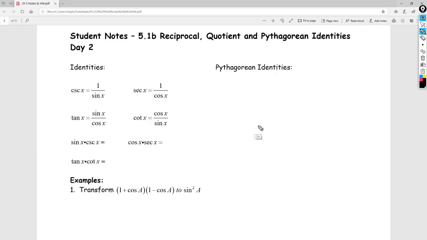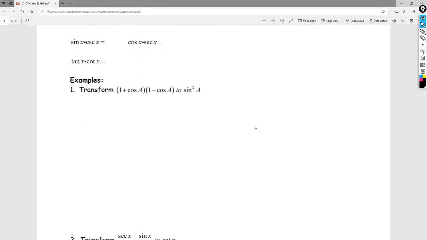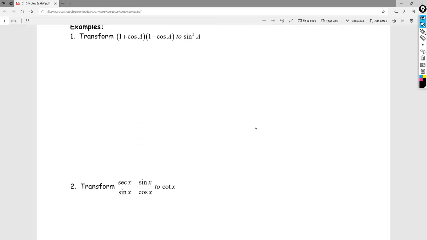Now let's go through just a few examples. First they're asking me to transform 1 plus cosine times 1 minus cosine to sine squared. Right off the bat I know I'm going to use my Pythagorean identity, because I have sine squared here, and when I multiply my cosines, I'll end up with cosine squared. So they are asking me to prove that 1 plus cosine of a times 1 minus cosine of a is equal to sine squared of a.